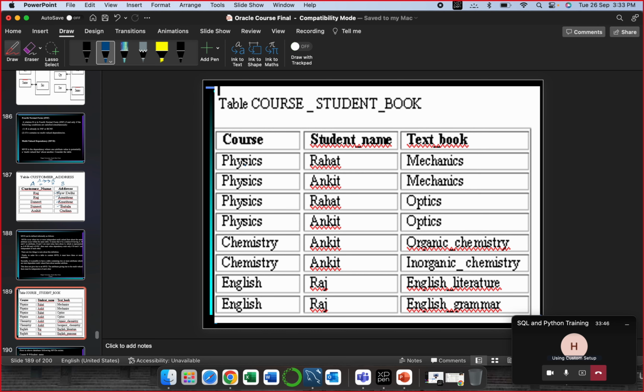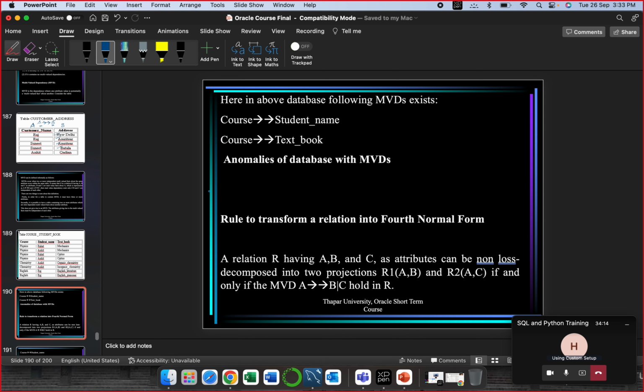Like, so physics. We have physics Rahat mechanics. We have physics Rahat optics. We have physics Ankit studying mechanics. We have physics Ankit with course book of optics. Now again, chemistry Ankit. Course helps you determine the textbook, right? And course is dependent on student as well. So course has a multi-value dependency on student because for every course there are multiple students. For every course there are multiple textbooks. You won't read a single textbook for physics.